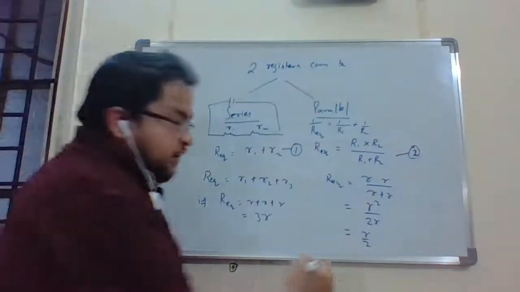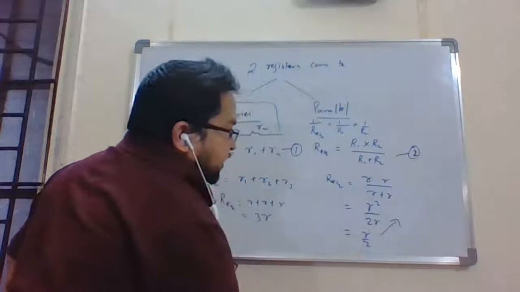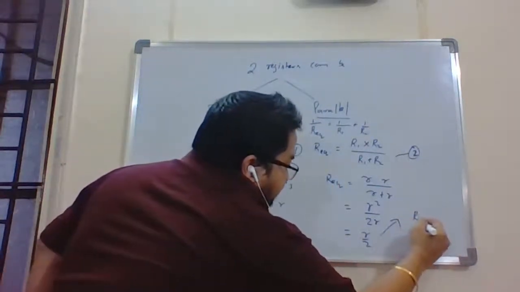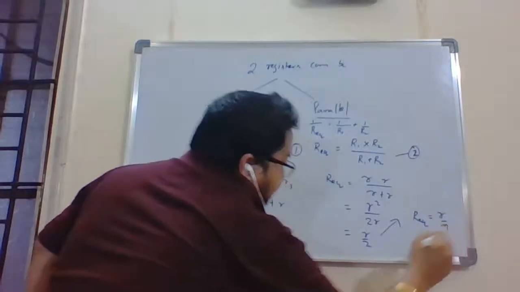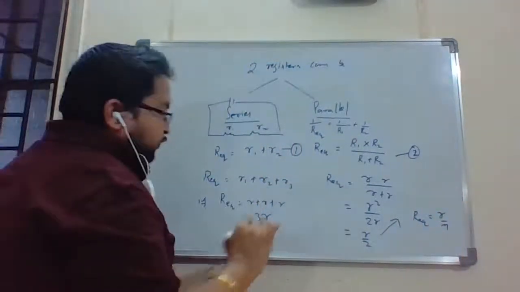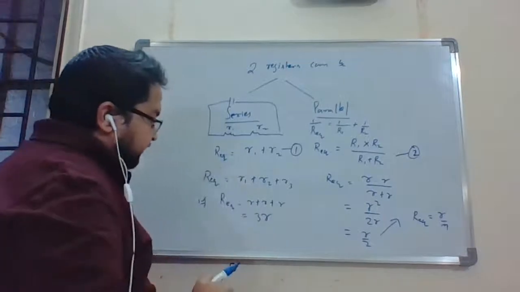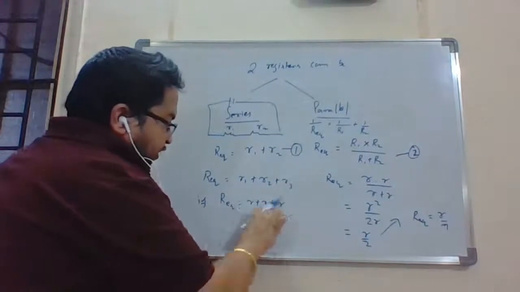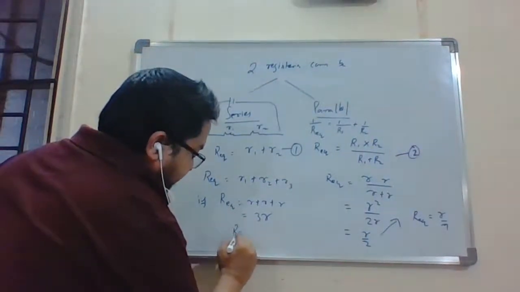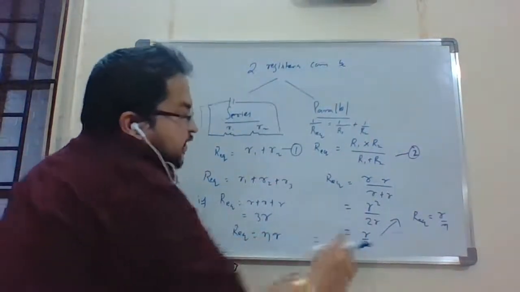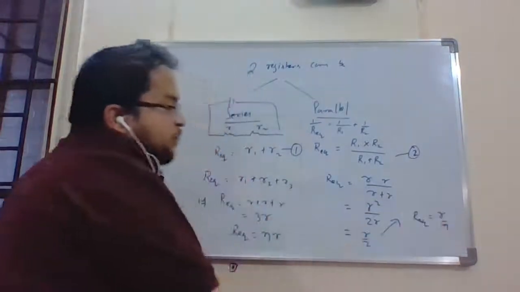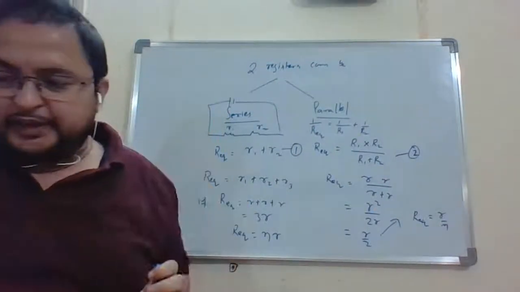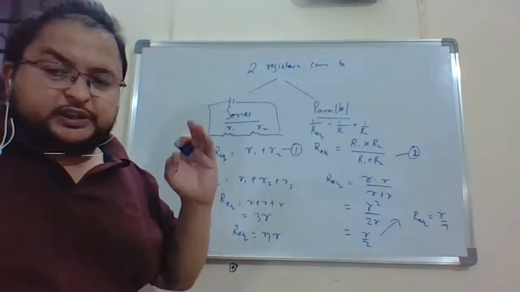And we can extrapolate it that if n number of resistors are in parallel, then R equivalent would be R by n. So we would just use these formulas in today's discussion. When multiple resistors are in series, add them, and if all of them are equal, R equivalent would be nR. And if n number of resistors are all in parallel, then equivalent resistance would be R by n. Now let us get into the problems.